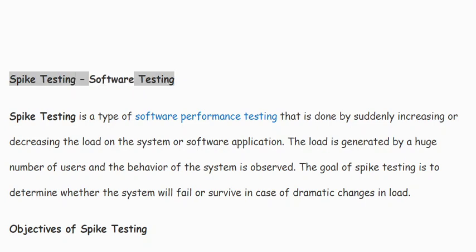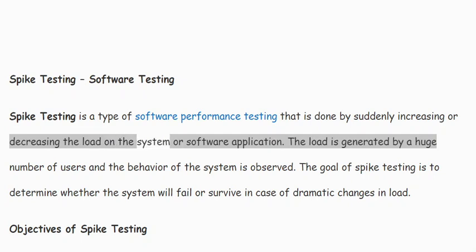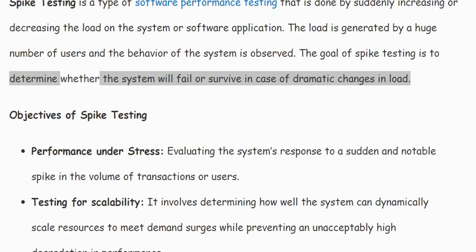Spike testing, software testing. Spike testing is a type of software performance testing that is done by suddenly increasing or decreasing the load on the system or software application. The load is generated by a huge number of users and the behavior of the system is observed. The goal of spike testing is to determine whether the system will fail or survive in case of dramatic changes in load.